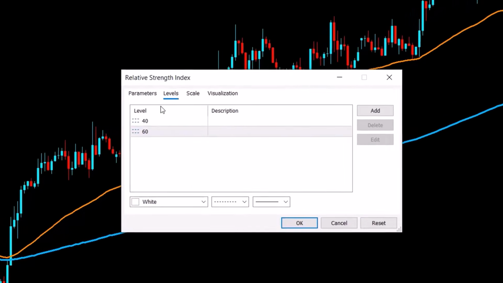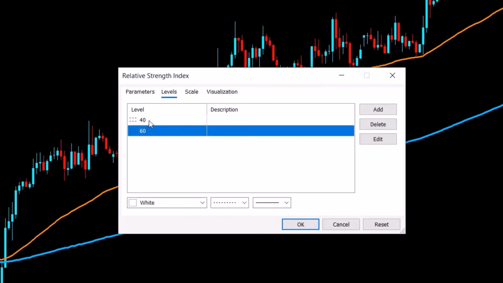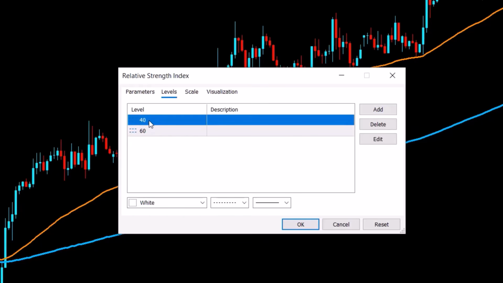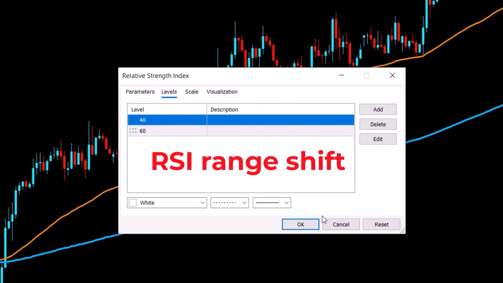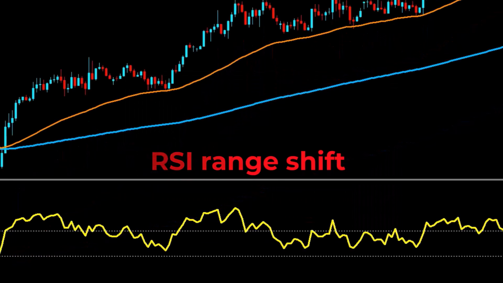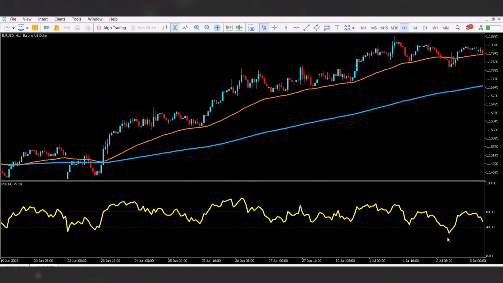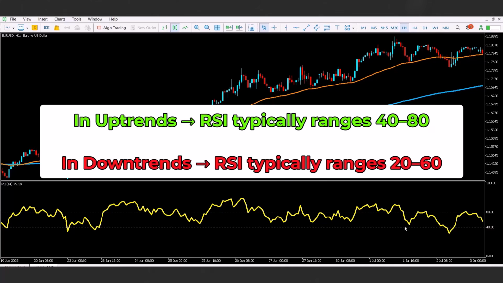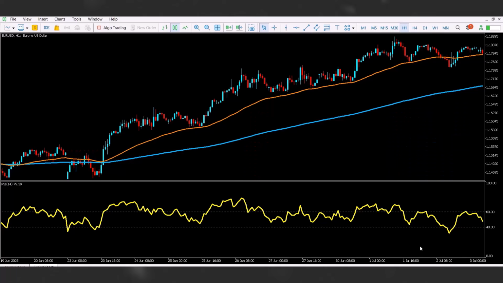For the upper level, set 60 and for the lower level, set 40. Why 60 and 40? This comes from the RSI range shift concept. We have a separate video explaining this in detail, so you can find the link in the description. But in short, in an uptrend, RSI usually moves between 40 and 80, and in a downtrend, it usually moves between 20 and 60. In the next part, I show you how these two levels, 40 and 60, help us time our entries in this strategy.